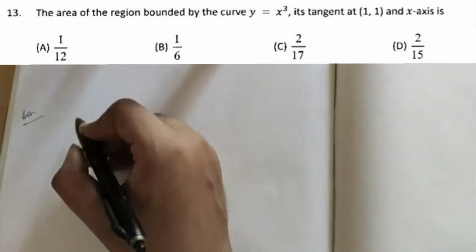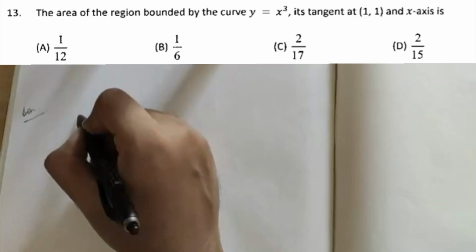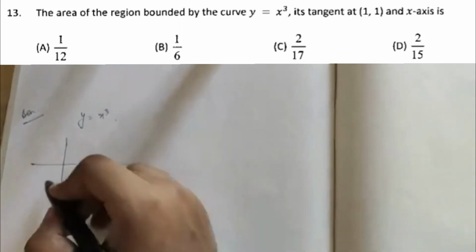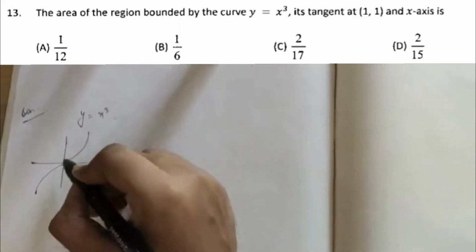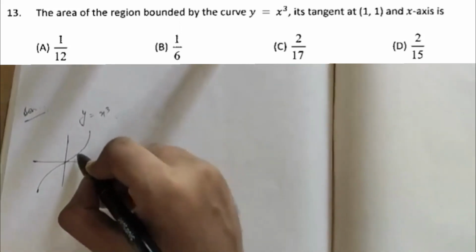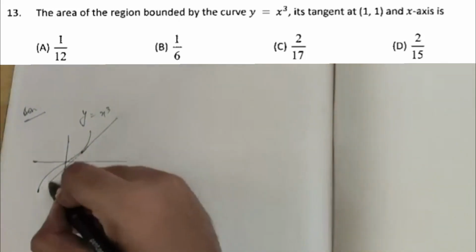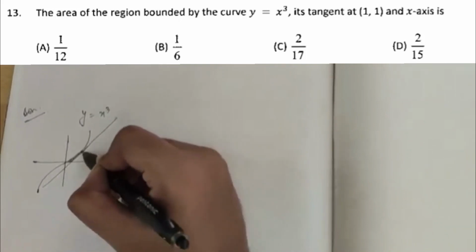In question number 13, it's been said that area of the region bounded by the curve y equal to x cube and the tangent to it at point 1 comma 1. You know that the graph of x cube is somehow like this, and tangent to it at 1 comma 1. Suppose here be the point 1 comma 1 and the tangent will be like this. So they are asking this area.